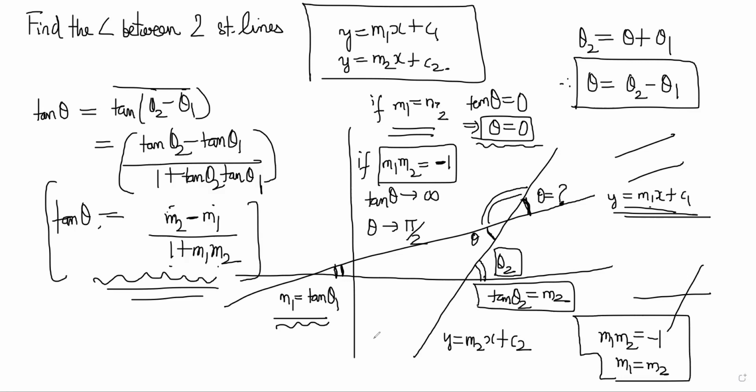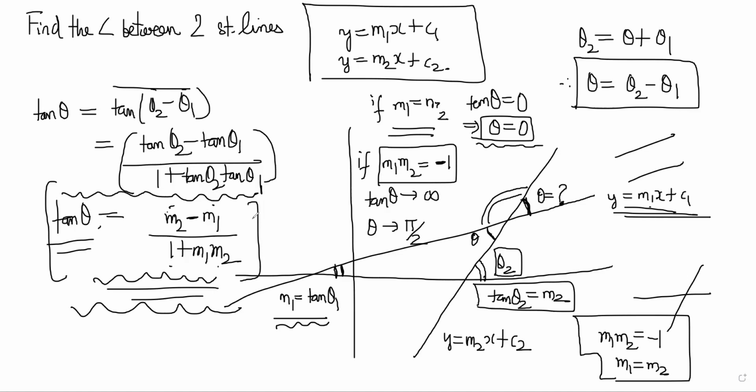And we also know that between any two random lines, I can now find the angle by doing this: tan theta should be equal to m2 minus m1 by 1 plus m1 m2. Correct? Makes sense.